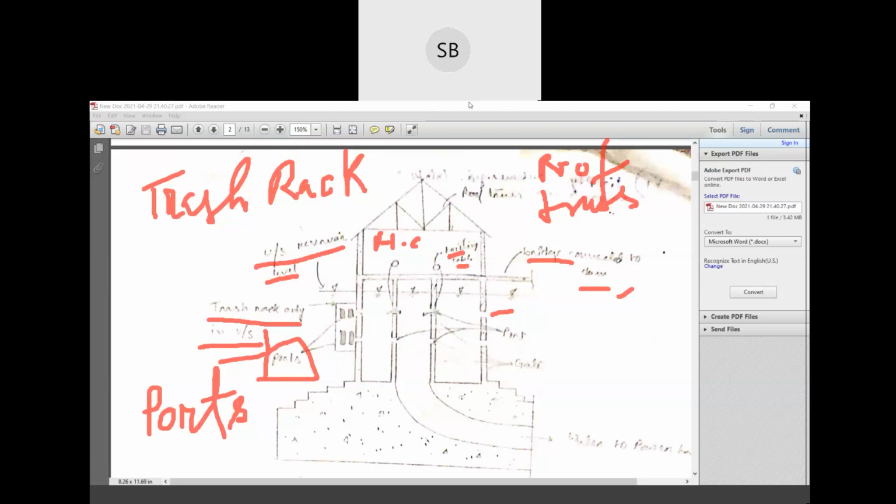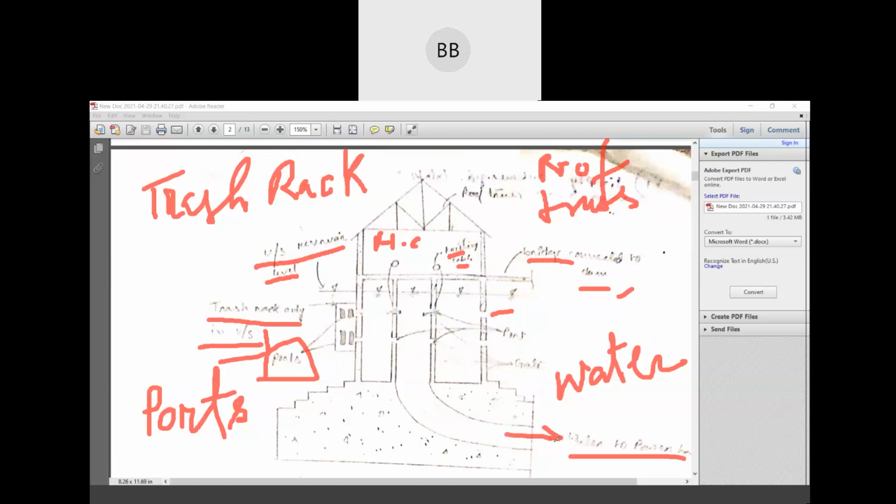Sir, what is this? The below one, water to penstock. Okay, thank you, sir. So through this pipe, the water is flowing towards the penstock.